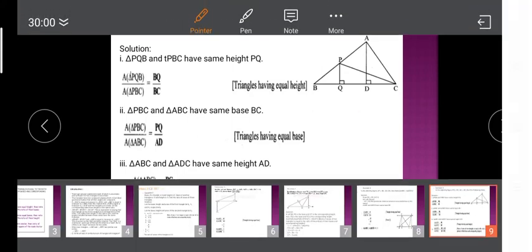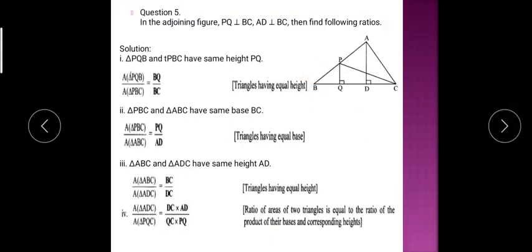So today we learned that the ratio of areas of two triangles is equal to the ratio of the products of their corresponding bases and heights. When the height is the same, their ratio is equal to the corresponding bases. When the bases are the same, then the ratio of areas of two triangles is equal to their corresponding heights. So these three concepts you have to remember, and all these 5 questions you have to write in your notebook. Thank you, students.